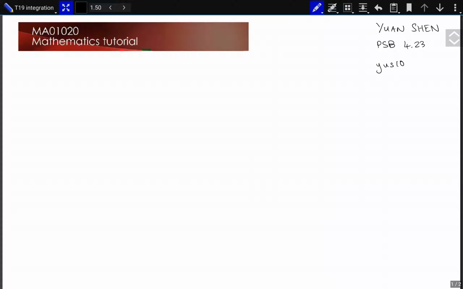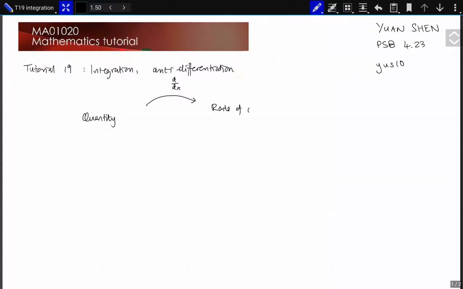So welcome to this recap of tutorial 19 on integration, alternatively known as anti-differentiation. And why is that the case? The idea is that if you have some quantity, you can measure its rate of change by considering its derivative. And you go backwards. Perhaps you might need to know the initial condition, but you can go backwards by integrating.